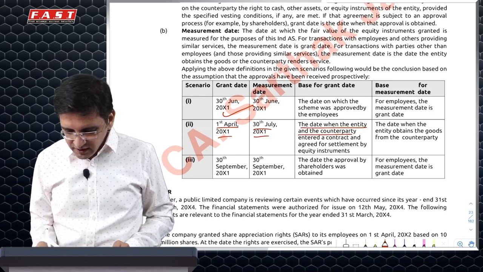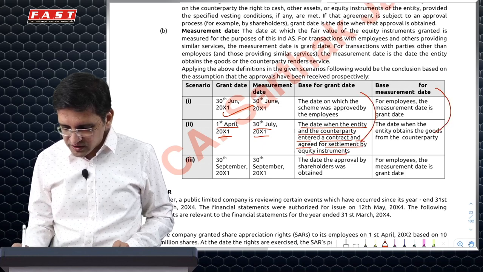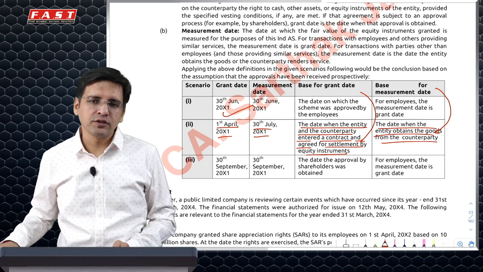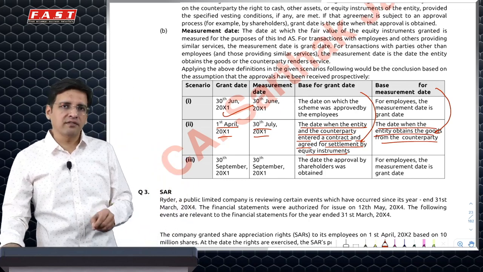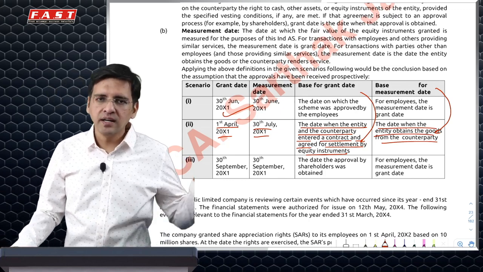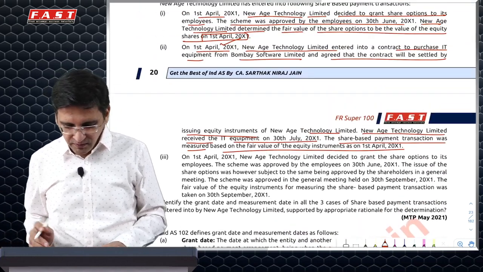The date when the entity and counterparty enter into a contract and agree for settlement is the basis for the grant date, and the measurement date basis is when you actually receive the asset. So you don't recognize the asset unless you receive it. Only once you receive it, you will recognize it. But the grant date will be the basis for the determination of your value.